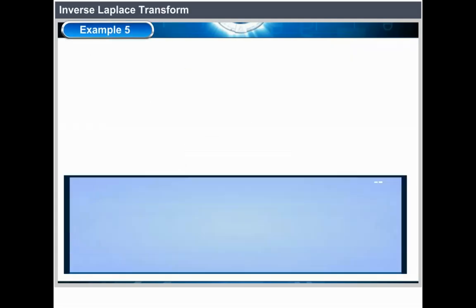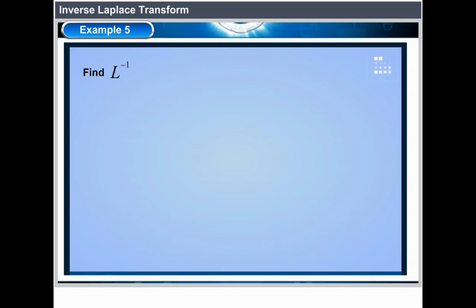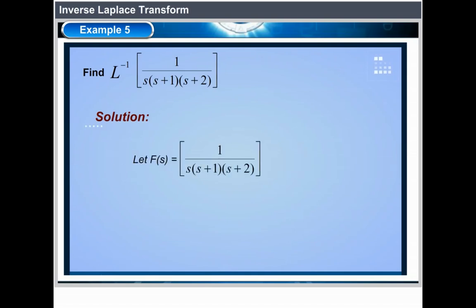Example 5. Find L inverse of 1 by s into s plus 1 into s plus 2. Solution. Let capital F of s equal to 1 by s into s plus 1 into s plus 2. Here we are applying the partial fraction. 1 by s into s plus 1 into s plus 2 equals a by s plus b by s plus 1 plus c by s plus 2. We have taken this as equation number 1.